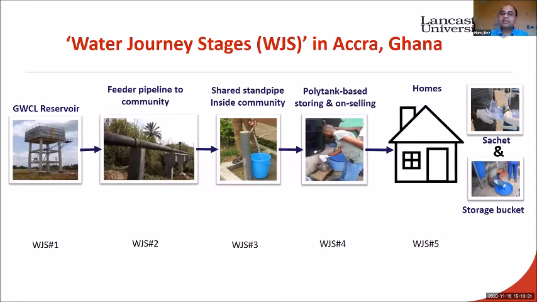And finally, water leaves the network into people's buckets and enters people's homes. In Accra, we also found that not only are people getting water from the network in containers, but they also buy sachet water. That is actually not coming from the network, but is supplied commercially, packed in polythene bags. So these are, in a nutshell, our five water journey stages.